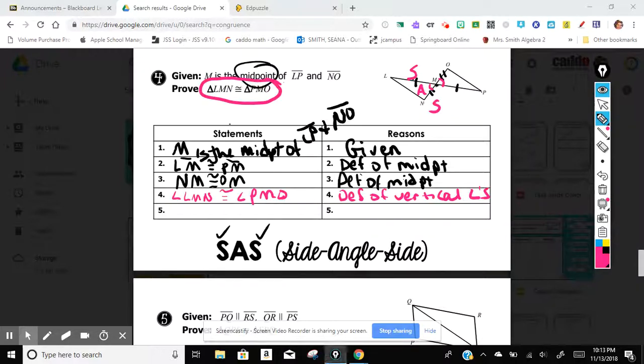So you're going to take your statement up here. You're going to write it just as it is. You're not going to change it. So triangle LMN is congruent to triangle PMO. And that is by side, angle, side congruence postulate. Okay, pause the video and write down all that you need to.